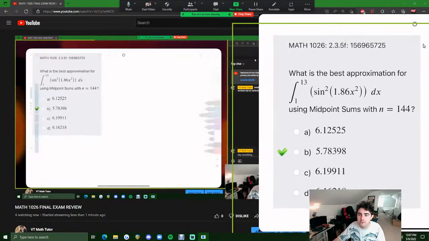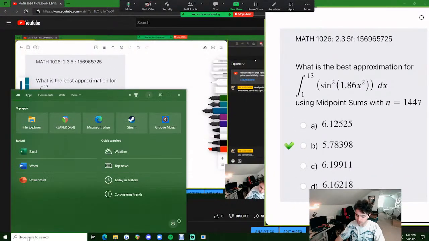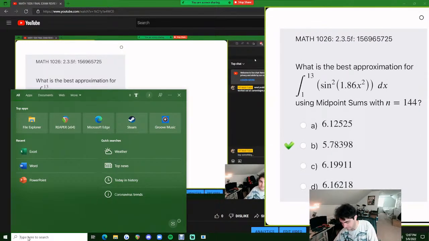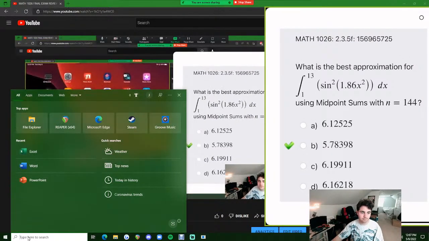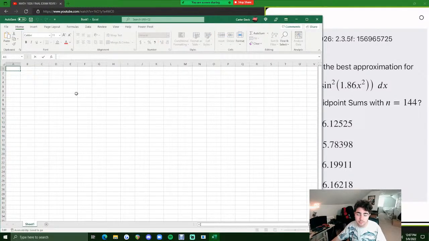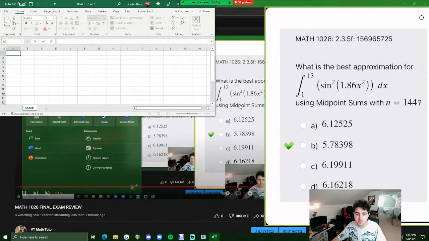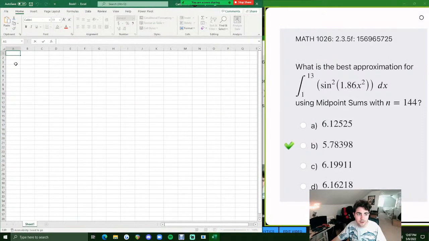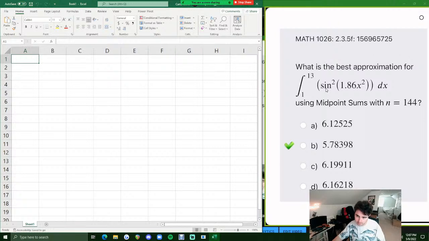I'm going to see if I can share this while I open up an Excel sheet. Let's get it cracking. This is a great problem, especially the midpoint sum. So let's make sure we can all see this. All right. So the goal is we want to essentially find the area under the curve of this function from 1 to 13 by summing up 144 areas of rectangles. Or in other words, we want to sum up the area of 144 rectangles using midpoint sums.